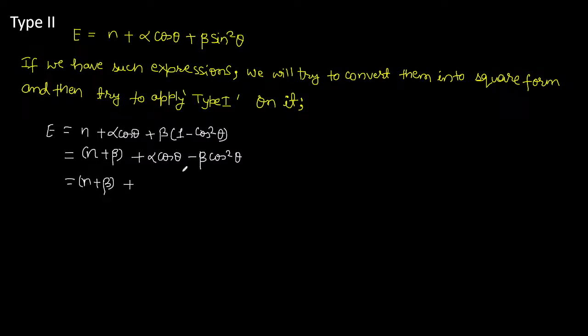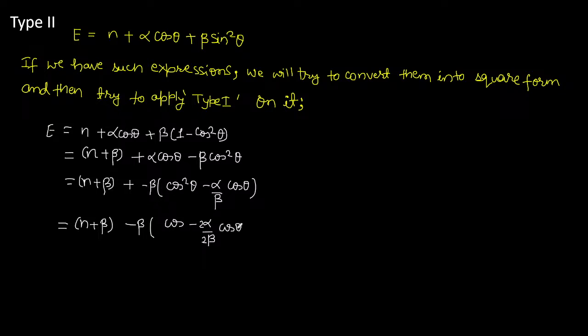We'll try to form this in a square form. So what will we do? We'll take minus beta out. We have cos square theta minus alpha by beta cos theta. This is n plus beta, minus beta, cos theta. If it is alpha by beta, we will multiply 2 and divide 2, and we have cos theta.